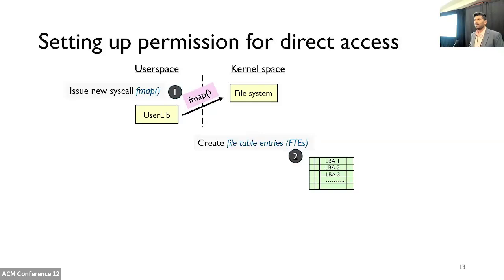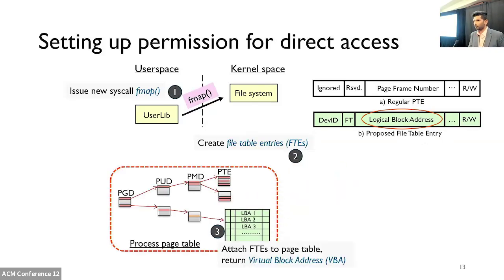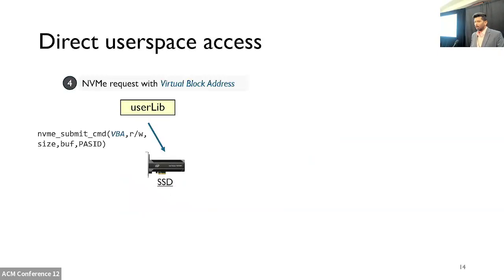So file table entries are very similar to page table entries, except that instead of storing the physical frame number of a page in memory, they store the block address of the corresponding file in the device. And once the kernel sets up these file table entries for a file, it'll attach that to the process page tables at some virtual address, which we call the virtual block address. Now, once these tables are set up, applications can then access the file using the virtual block address instead of the logical block address.